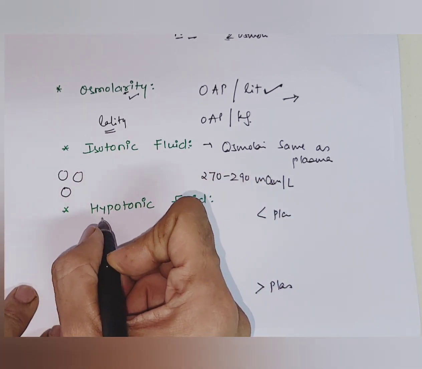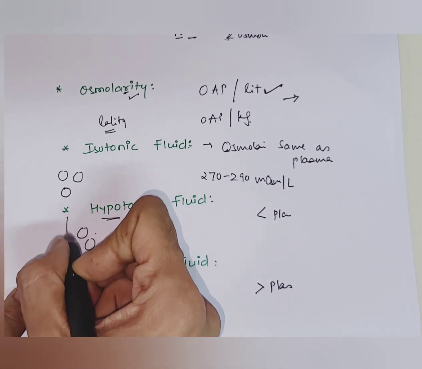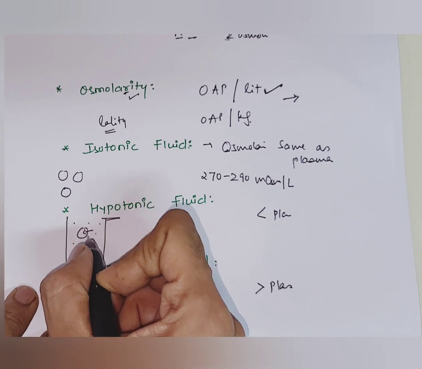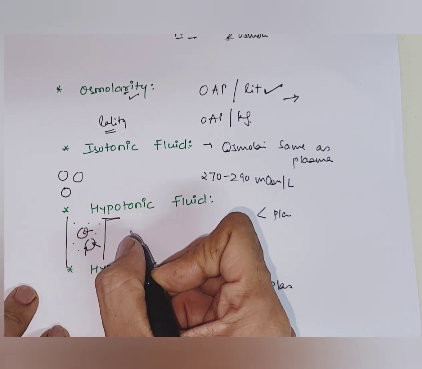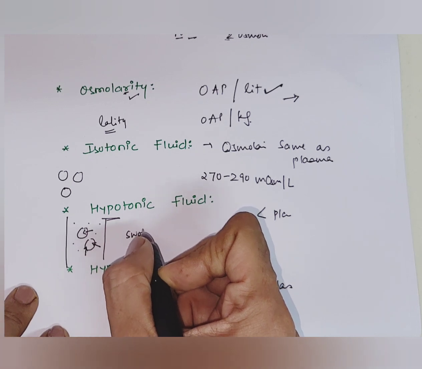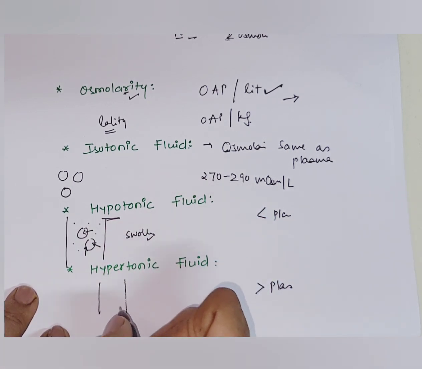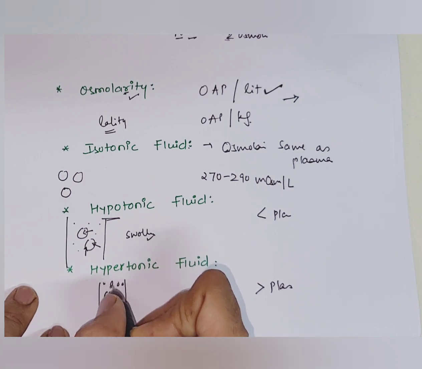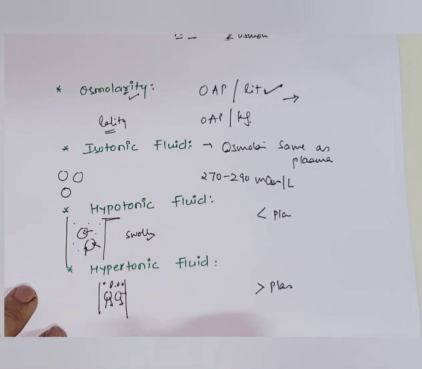If we are putting the RBC in hypotonic solution, suppose you can see these are the RBCs, or we are injecting hypotonic solution. So what happens? Fluid moves, osmosis of the fluid inside the RBC. So RBCs get swollen, okay, and they rupture. And if we are putting our RBCs in hypertonic solution, what happens? Because here solutes are more, here solutes are less, so osmosis of fluid from inside to outside. So RBCs shrink.